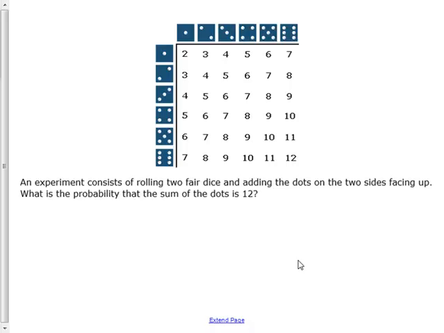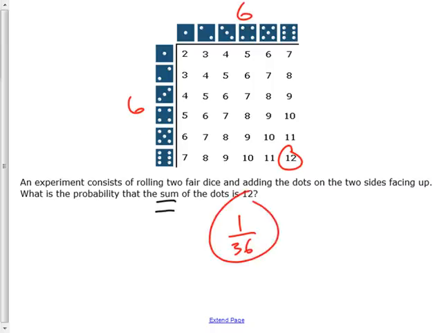An experiment consists of rolling 2 fair die and adding the dots of the two sides facing up. So what is the probability that the sum of the dots is 12? Okay, well, since it says sum, we know we have to use an area model, but this one's already filled out for us. So 12 only shows up one time. So that's 1 out of what? Well, I have 6 here, and I have 6 here, so 6 times 6 is 36. So I have a 1 out of 36 chance of getting a sum of 12 when I roll 2 6-sided die.